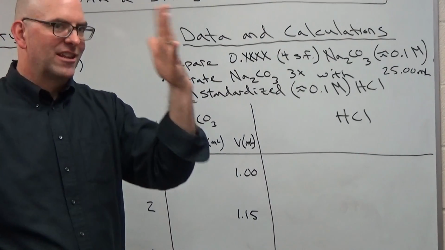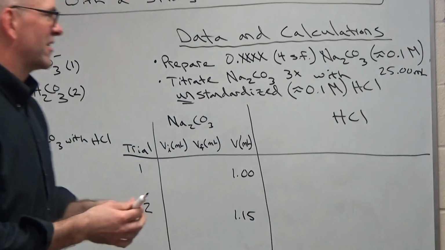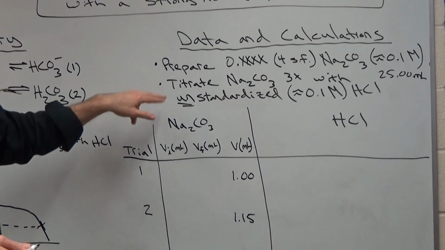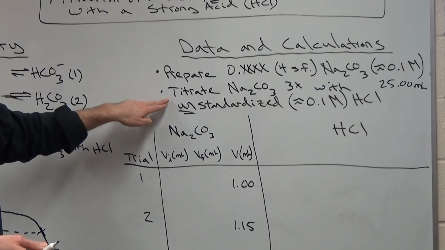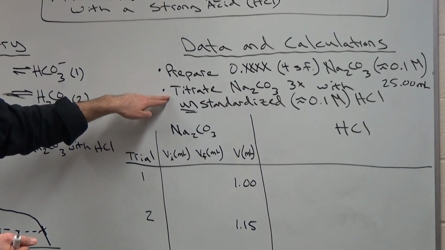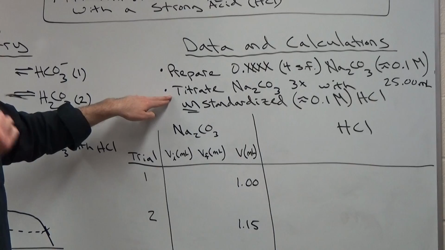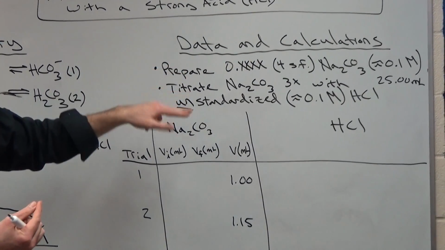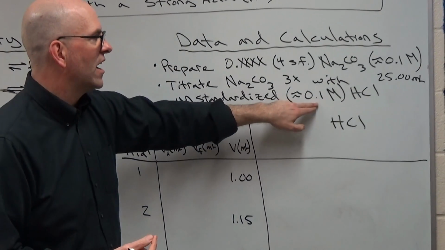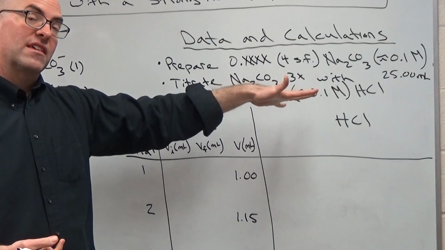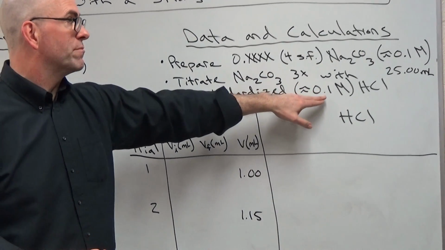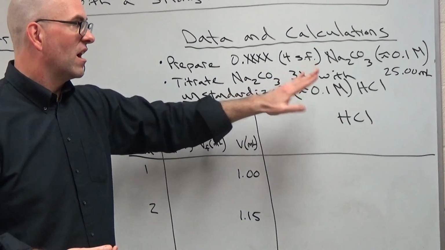If you get 300, then you did a calculation wrong, and you can figure that out later. Okay, the next thing we're doing in the lab is titrating that sodium carbonate solution, which is now standardized. You know what its molarity is. You titrate it 3 times with unstandardized HCl, which has about the same molarity. So you know the answer in the end should be about 0.1, but it's unstandardized.